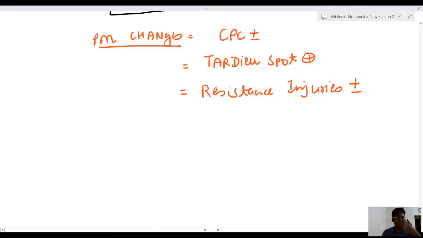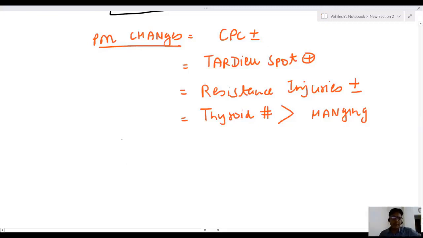If the person is conscious, he will resist. Thyroid fracture may be present. Thyroid fracture may also be present in hanging, but it is more common in strangulation than in hanging. Hanging is rare. Thyroid fracture.